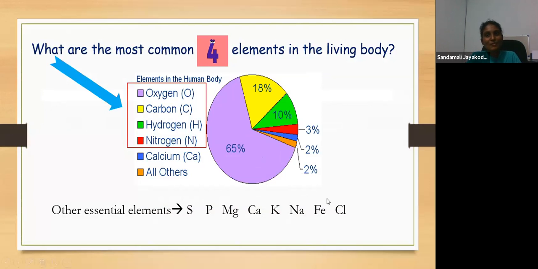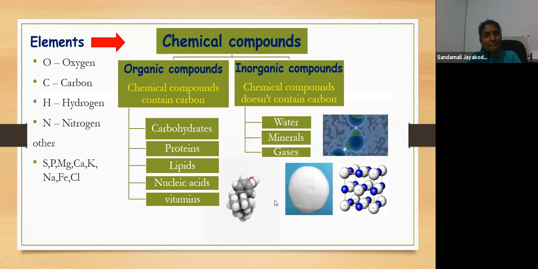Okay, this is about the elemental composition of our human body. Now, most of these elements participate in producing different chemical compounds in our body. As I told you, when we are eating food, we are taking in compounds. These different chemical compounds can be divided into two main groups.